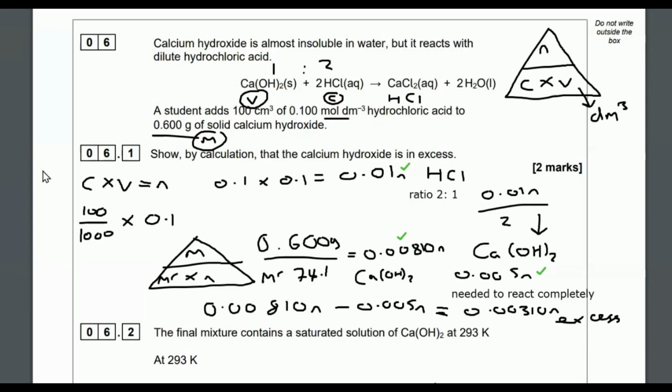Coolio. Let's move on to the last part of this question, because it's a two-parter, and the second part of this question involves Kw.